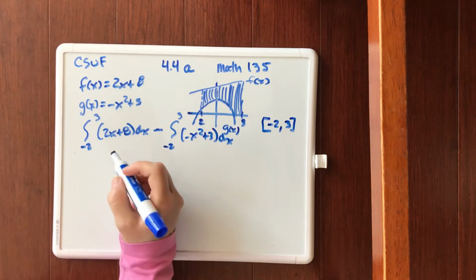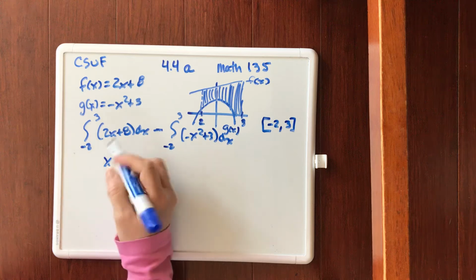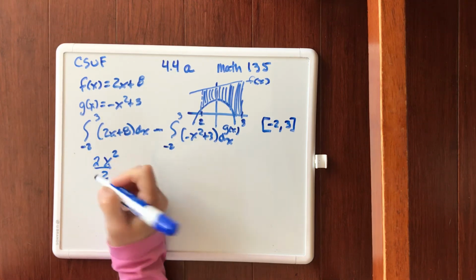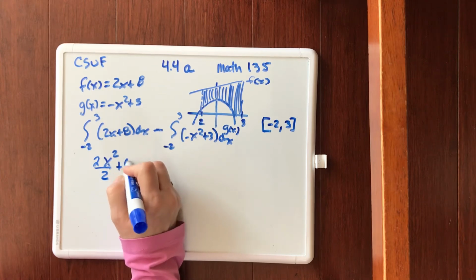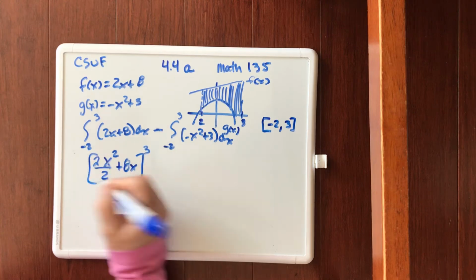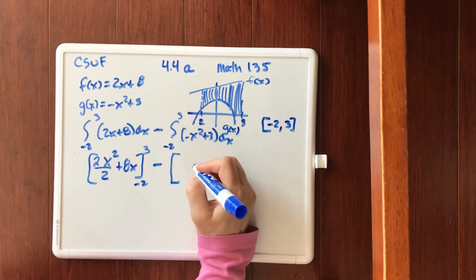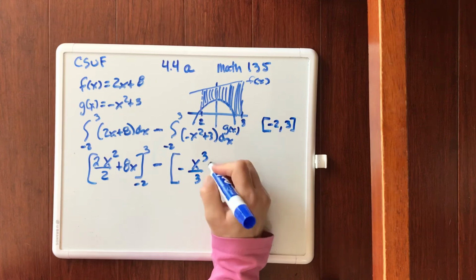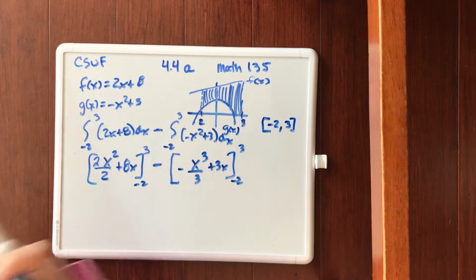Okay, so now we're going to integrate. Add 1 to the exponent gives us x squared. Divide by 2 and multiply this by 2. That 2 right there. All right. Then the integration of 8 is 8x, and we're going to do that from -2 to 3. Okay, we're going to minus the integration of -x squared. Add 1, divide by 3, don't forget that negative, plus 3x, and we're going from -2 to 3.